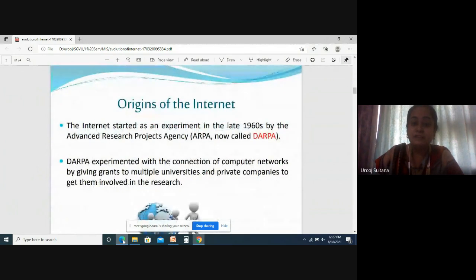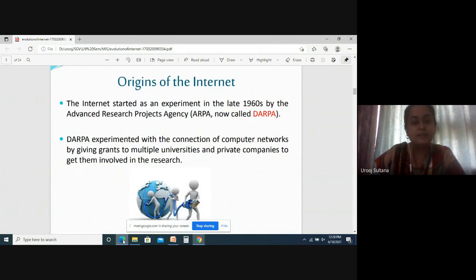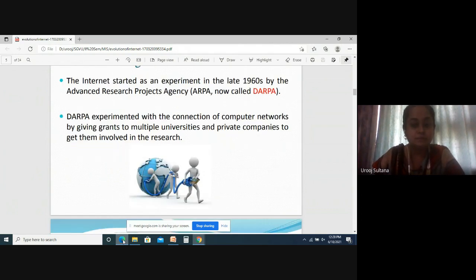Now, the origin of internet. It has already been discussed. Let me summarize the thing. The internet started as an experiment in the late 1960s by the Advanced Research Project Agency, that is ARPA, now called DARPA. DARPA experimented with the connection of computer networks by giving grants to multiple universities and private companies to get them involved in the research. I have already told all of these things in previous lectures.